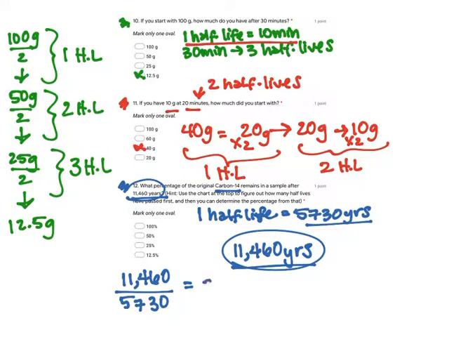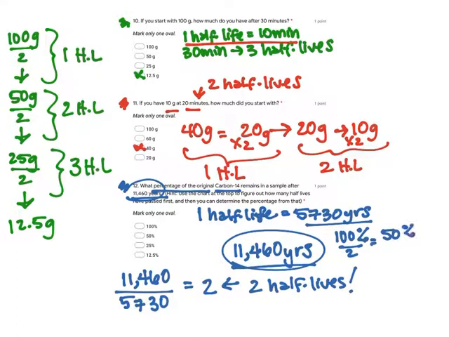When you divide this out, you get the number 2. So this means that 2 half-lives have occurred. So if we know 2 half-lives have occurred, it's asking what percent remains from the original. Well, let's say we start with 100%. We divide it by 2 to figure out after 1 half-life, 50% remains, right? That's 1 half-life.